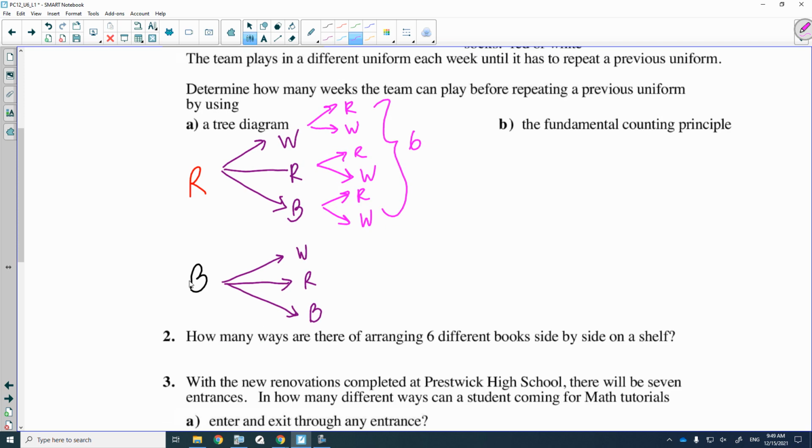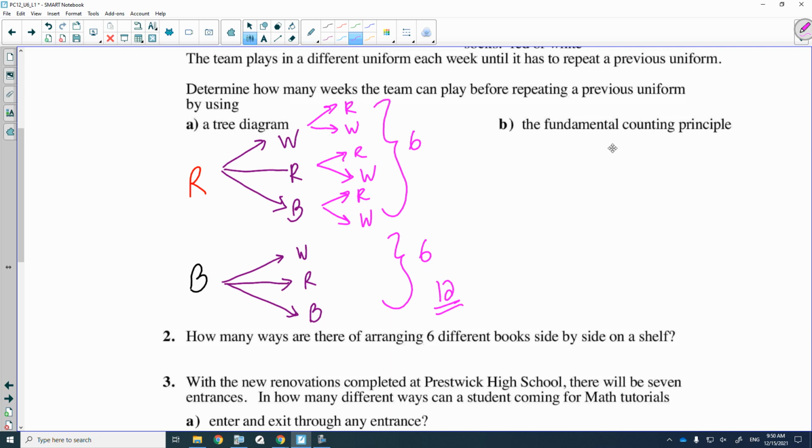With the black top, you've got to do the same thing. So create your socks, your red and white socks here. And again, you would have 6 possible combinations. The total number of combinations of uniforms that I could make is going to be 12.